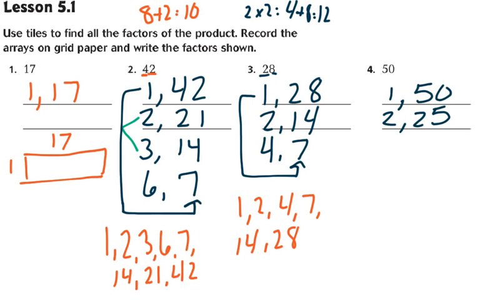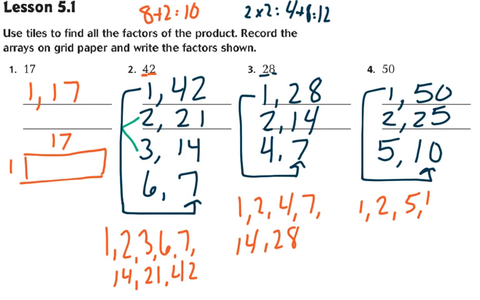I move on to 5. 50 is divisible by 5 because any number that ends in a 0 or a 5 is divisible by 5. 5 times 10 gets me 50. It's not divisible by 6. It's not divisible by 7. Not divisible by 8. Not divisible by 9. It is divisible by 10, but I've already made my way around. So I have 1, 2, 5, 10, 25, and 50.